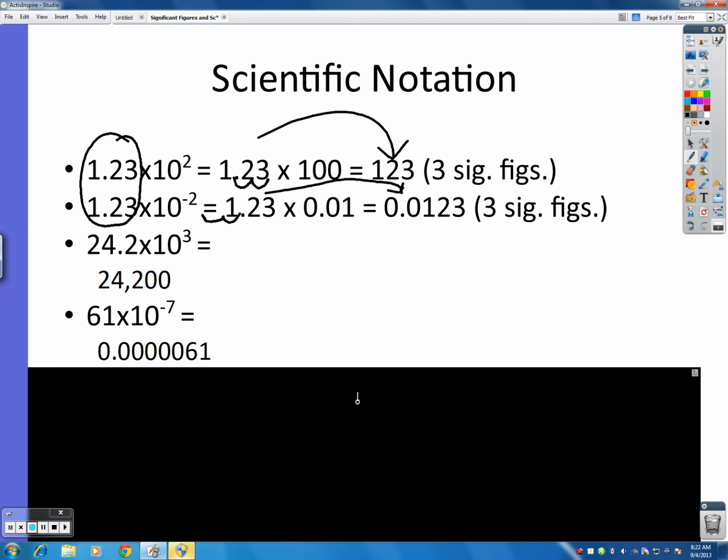So if you have these examples, 24.2 times 10 to the third, that would be 24,200, 3 significant figures. If you have 61 times 10 to the negative 7, you would move the decimal point over 7. So we go 1, 2, 3, 4, 5, 6, 7, and you have this very small number.